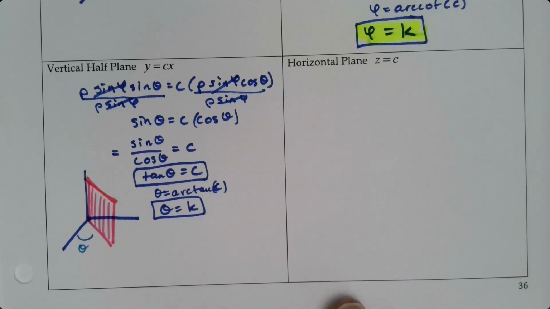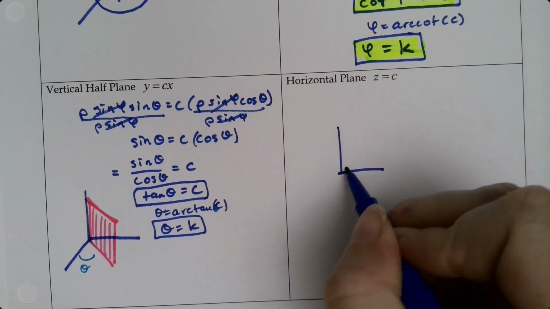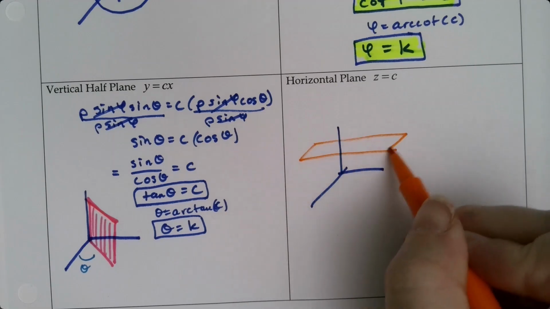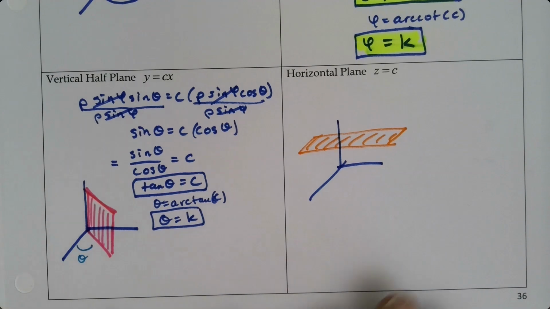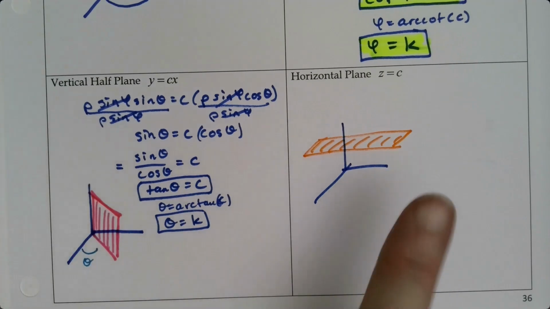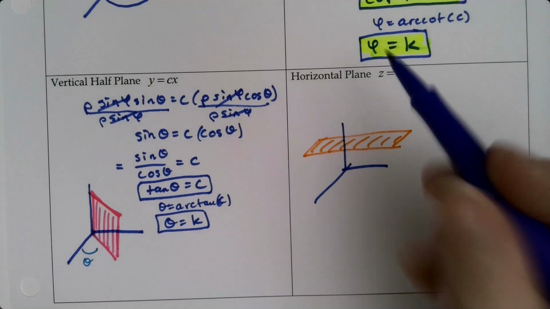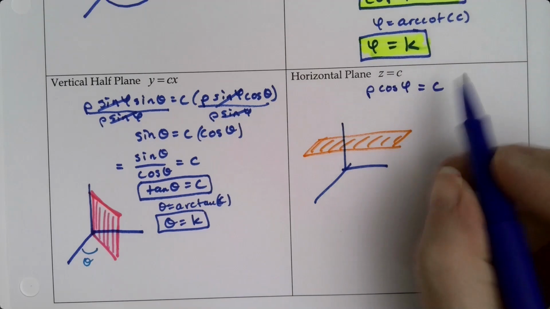All right, last one, horizontal plane. Okay, so a horizontal plane, we all know what that looks like. It looks like a flying carpet, hanging above, like that. Okay, so in cylindrical, it was easy. You'd just be like z equals constant, done. But z is not what it was, right? So z is rho cosine phi. That's equal to a constant.